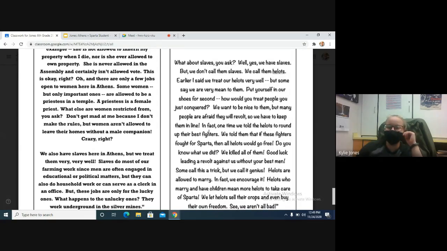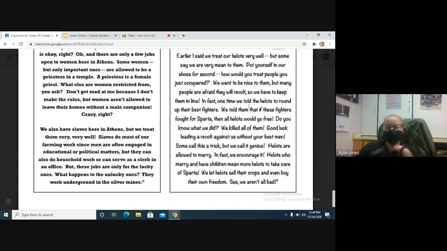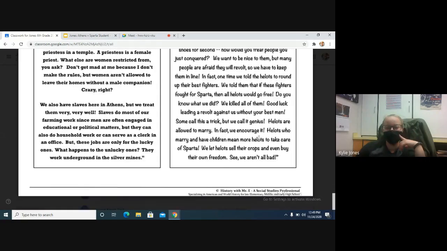We want to be nice to them, but many people are afraid that they will revolt, so we have to keep them in line. In fact, one time we told the helots to round up their best fighters. We told them that if these fighters fought for Sparta, then all the helots would go free. Do you know what we did? We killed all of them. Good luck leading a revolt against us without all your best men. Some call this a trick, but we call it genius.